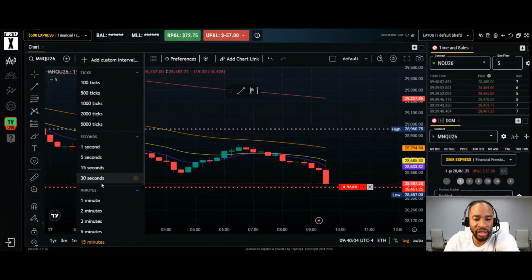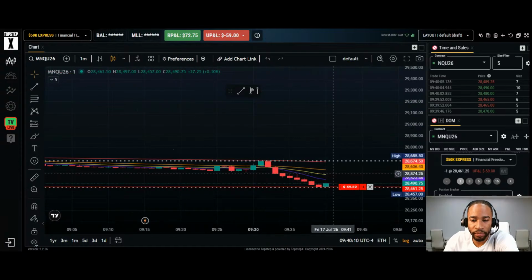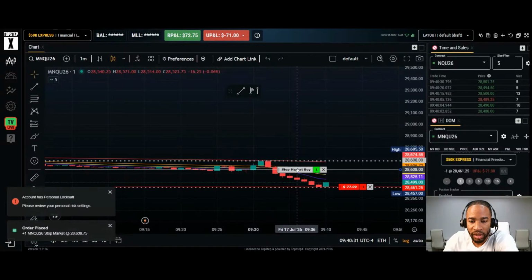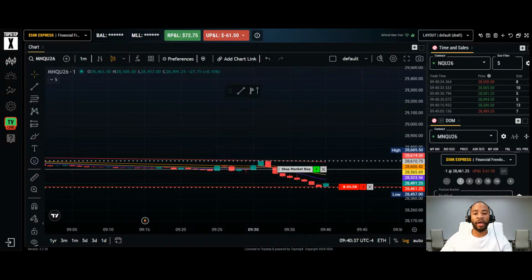All right, let's go back to the 1 minute time frame really quick. I'm down on my short position at the moment. I'll place my stop loss up here. Stop loss is in place. Buyer stepping in at 9:40 a.m. I'll add more to my contract if we drop below my average cost. Average cost is priced at $28,461.25.